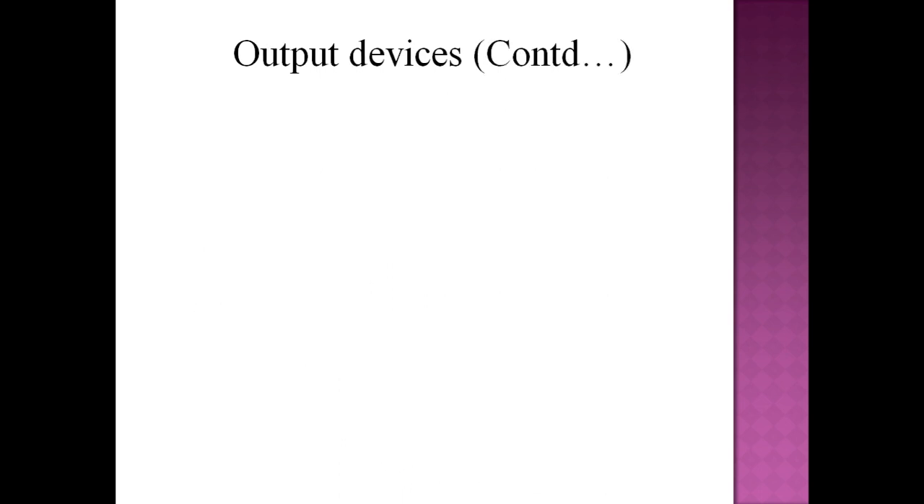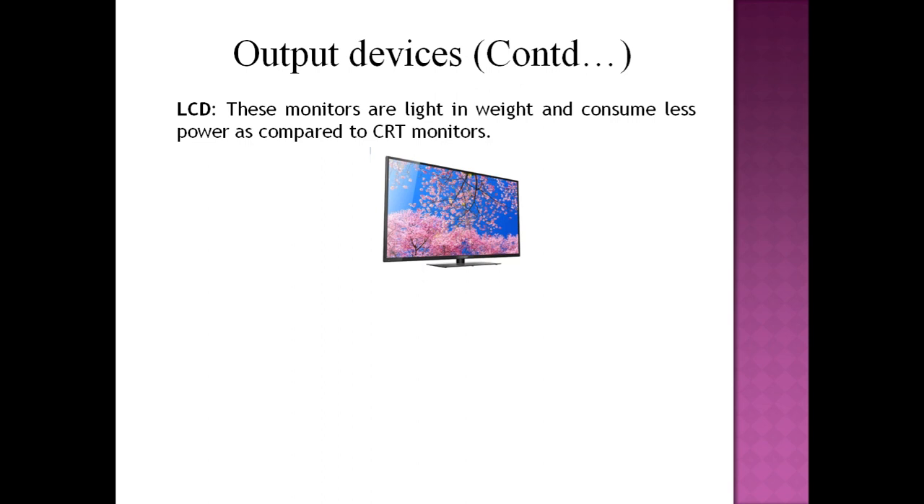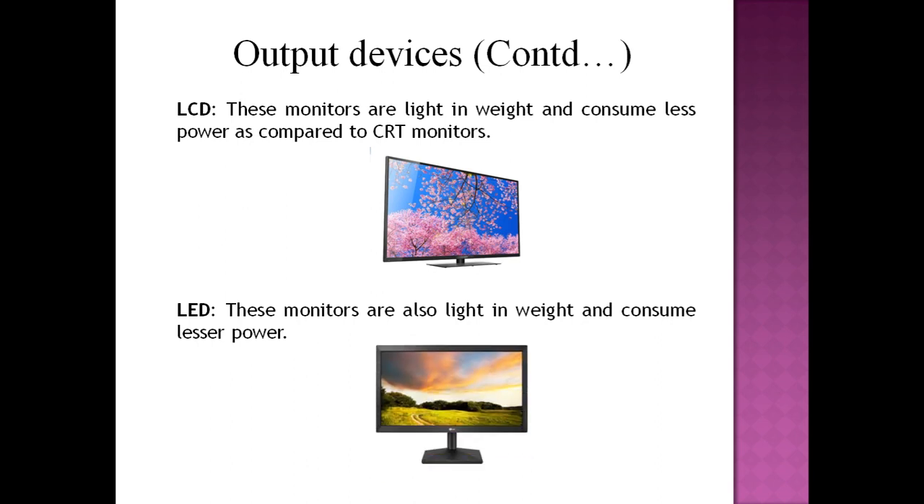Second type of monitor is our LCD. These monitors are light in weight and consume less power as compared to CRT monitors. LCD monitors occupy less space than CRT monitors. These monitors also produce sharp images. Third type of monitor is our LED. These monitors are also light in weight and consume less power. These are the latest among the three types of monitors.